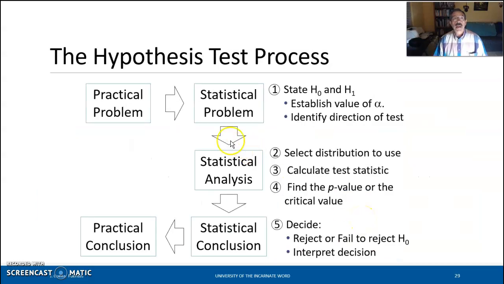All right, so now we're going to follow this 5-step procedure to test the hypothesis. We're going to translate the practical problem, which is given to us, into the statistical problem. Once we do that, we do the statistical analysis. Then we reach our statistical conclusion, and then we translate that statistical conclusion into a practical conclusion. All right, let's do that.